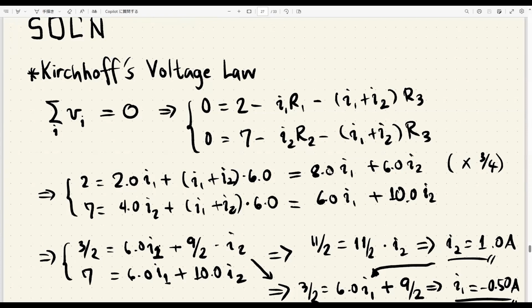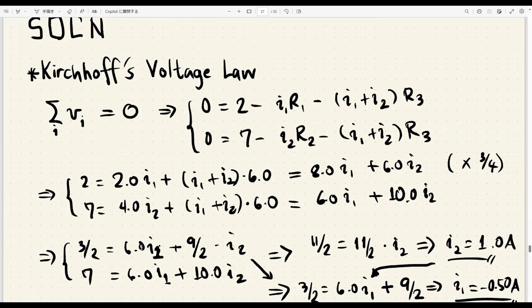Because 2 times 3/4 is 3/2. Now, we have 8 times 3/4. That's going to be 6 I1. 6 times 3/4, that's 9/2. Okay. And now we just copy the second equation here. 7 equals 6 I1 plus 10 I2.